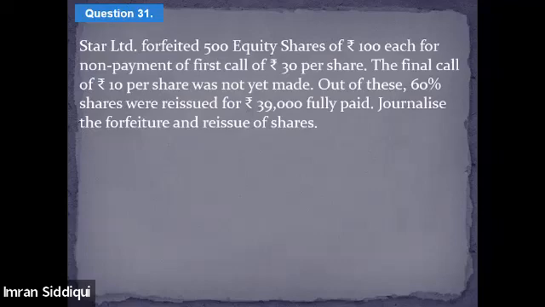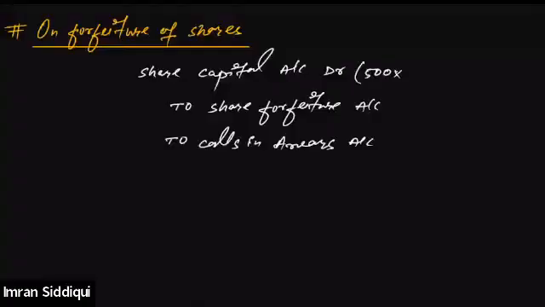The question says that 500 shares are being forfeited because of non-payment of the first call of 30, and the final call of 10 rupees is not yet made. That means the company must have called for 90 rupees per share, and out of 90 rupees, 30 rupees per share is not yet received. That is calls in arrears. So in this question, the called up value will be 90 rupees. We'll multiply this with 500. 500 into 90 will be 45,000, right?